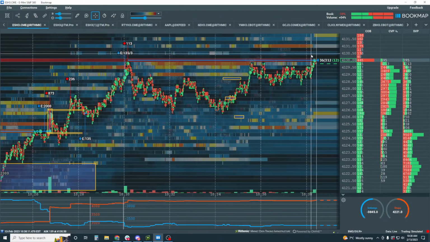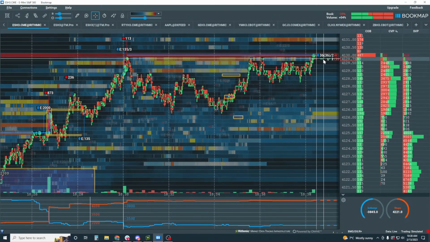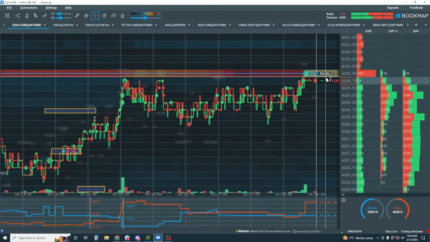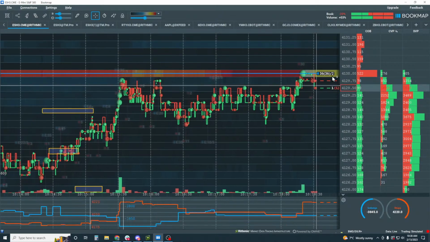Okay, here's a big iceberg. Totally absorbing it so far. Not much though, only 36, but it's here right at 30.